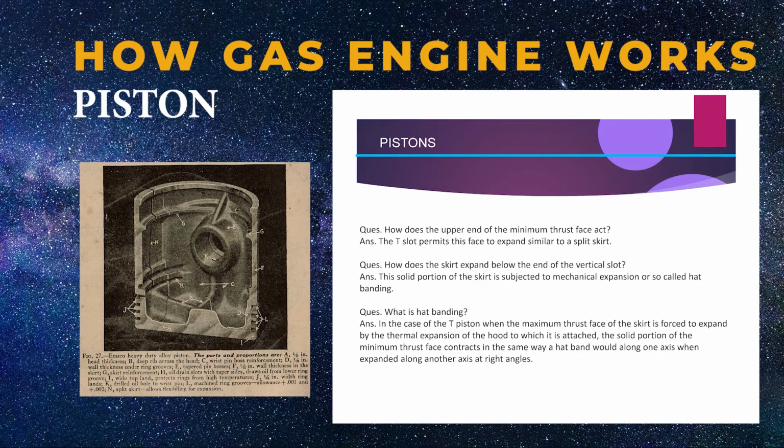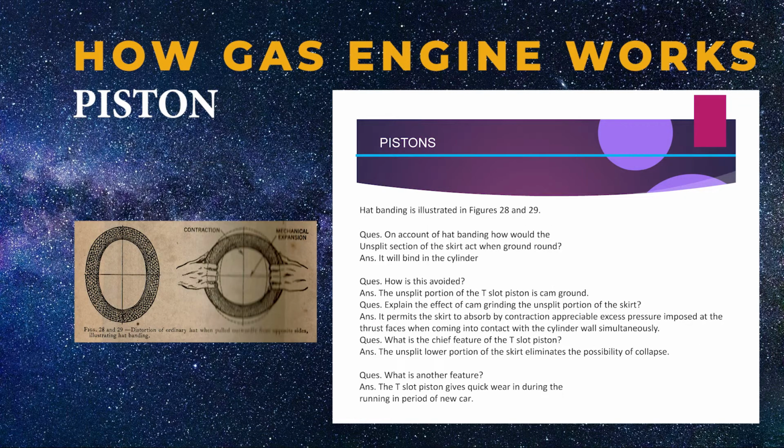Question: what is hat banding? Answer: in the case of the T-slot piston, when the maximum thrust face of the skirt is forced to expand by the thermal expansion of the hood to which it is attached, the solid portion of the minimum thrust face contracts in the same way a hat band would along one axis when expanded along another axis at right angles. Hat banding is illustrated in Figures 28 and 29.